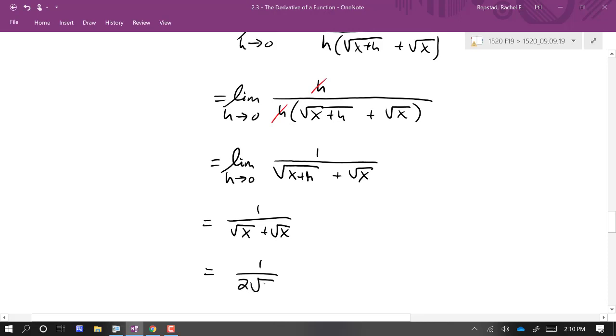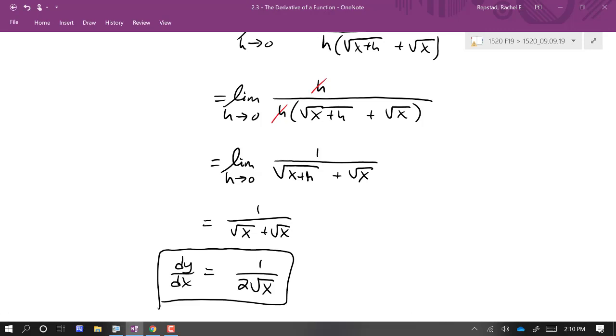So we have 1 over 2 root x is dy dx. When we have radicals that appear in fractions, it is actually much more common to leave a radical in the denominator like this. If you were so inclined to rationalize the denominator here and write it as, what would it be? Root x over 2x.